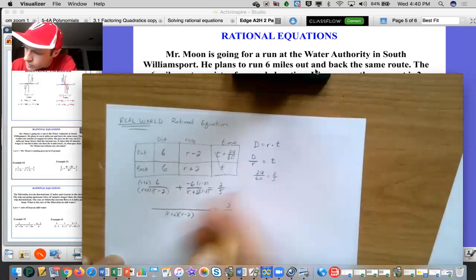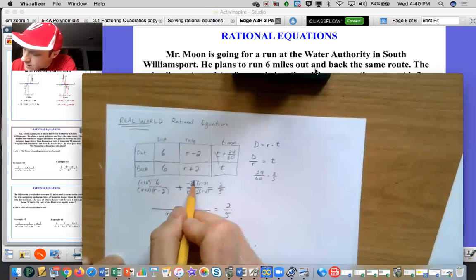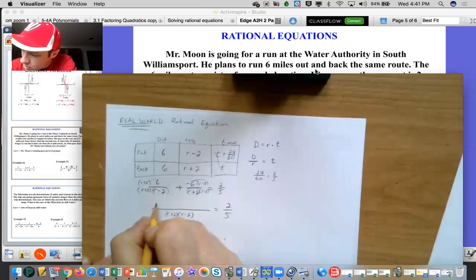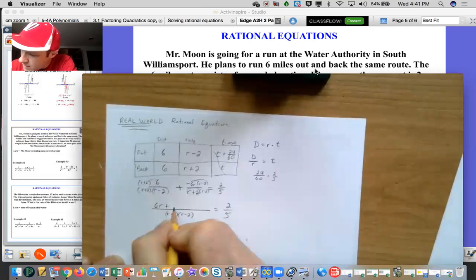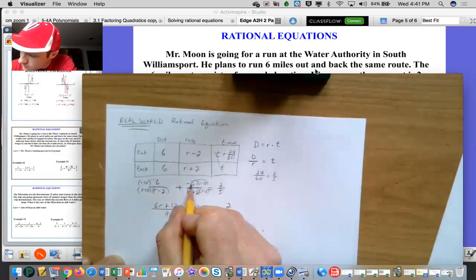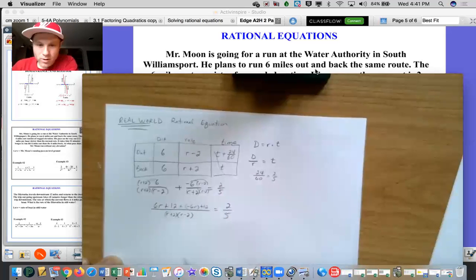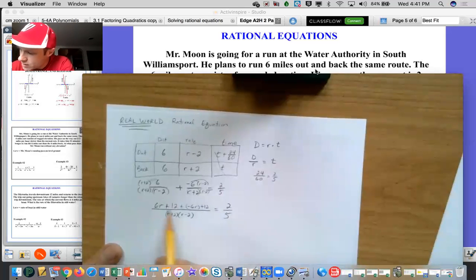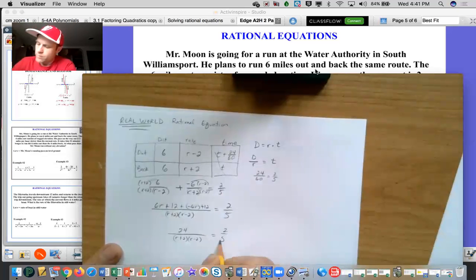And if I were to distribute all of these up here, I would have 6r plus 12, and this is negative 6r and positive 12. So with some simple term combinations, these are going to cancel off, and 12 plus 12 is 24. And r plus 2, r minus 2 equals 2/5.